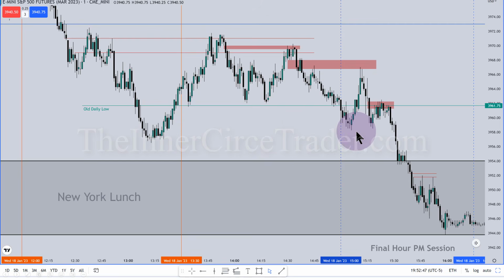Your eye goes back to what? The 5 minute fair value gap, which is this rectangle here. You may be looking at this and saying, well, what's that anchored to? It's anchored to this.